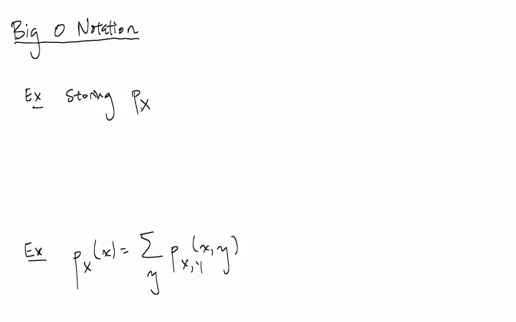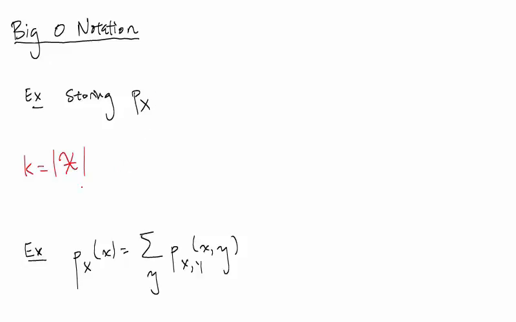To begin with, let's consider an example where we're storing a probability table for a random variable x. Of course, this table has alphabet size of x entries, which here I'll call k. And so by storing these k probabilities, these k numbers, then we fully know this probability table.